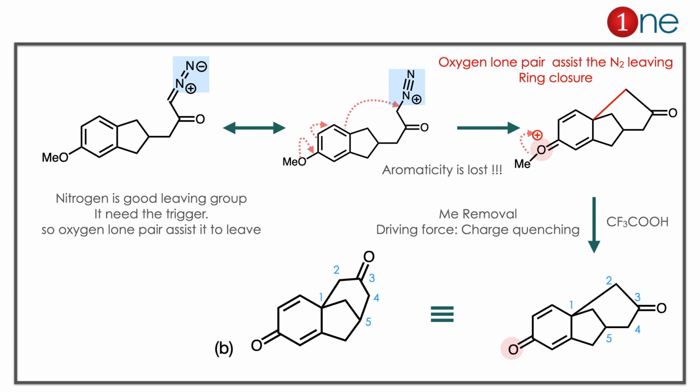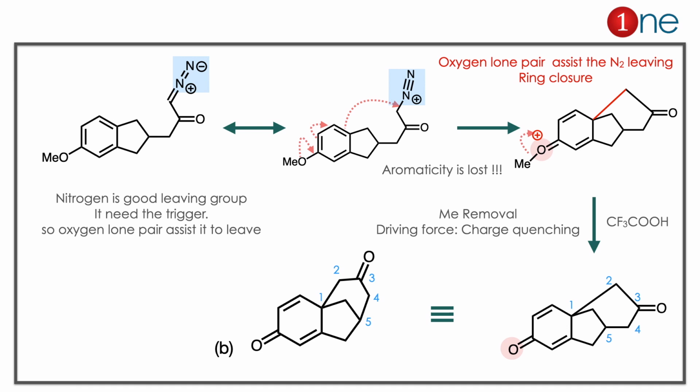In the starting material you have nitrogen, which is a very good leaving group. So it needs a little trigger. It can be kicked out of the system by the lone pair donation from the methoxy group. This is the only possibility. There is no other trigger there. So the lone pair participates in the system and electrons travel, and you have nitrogen removal.